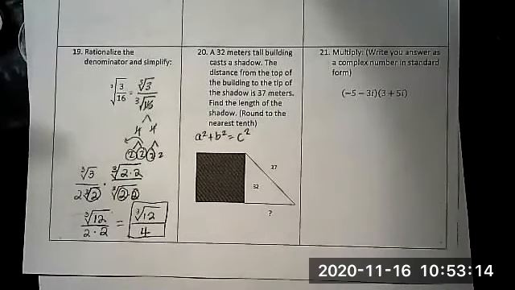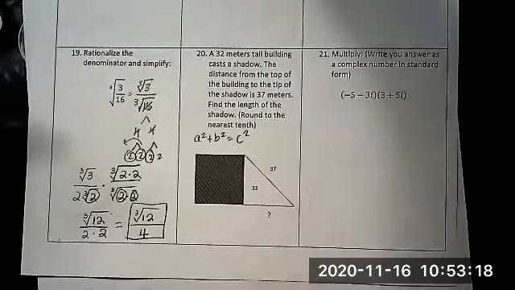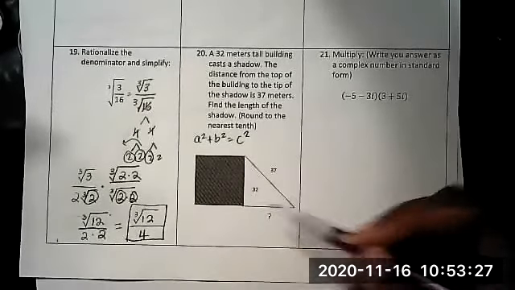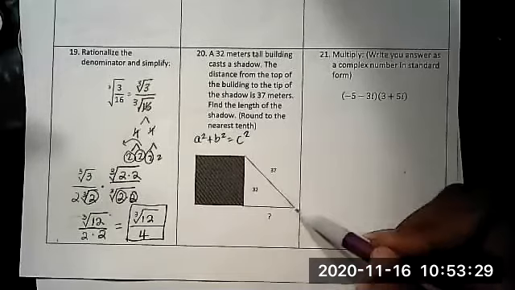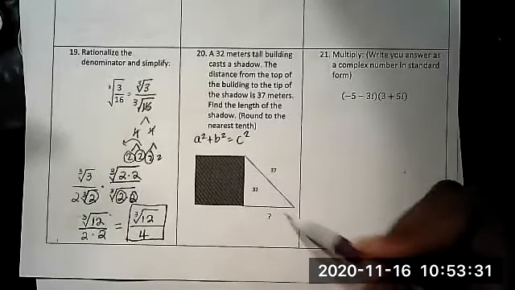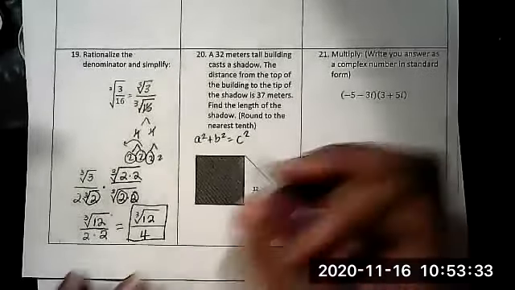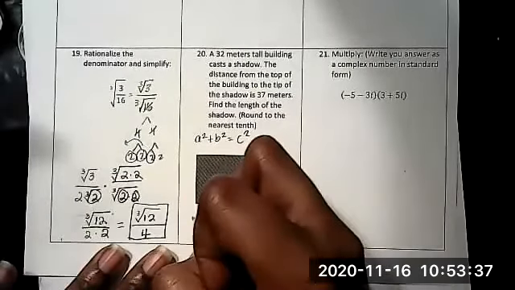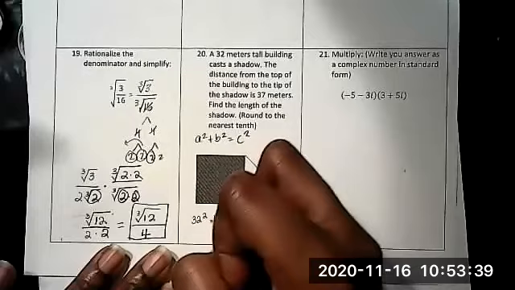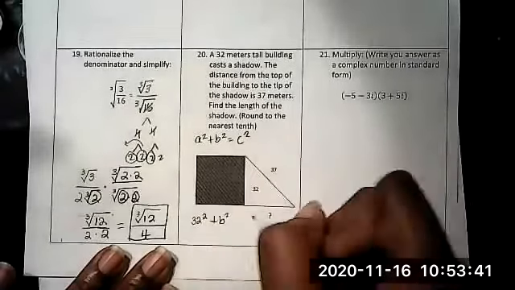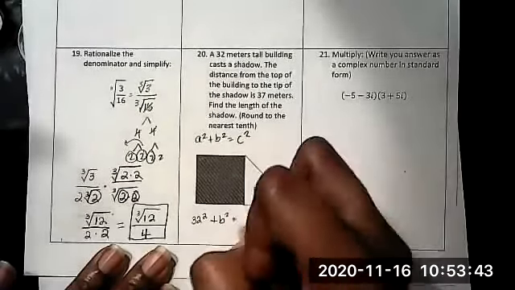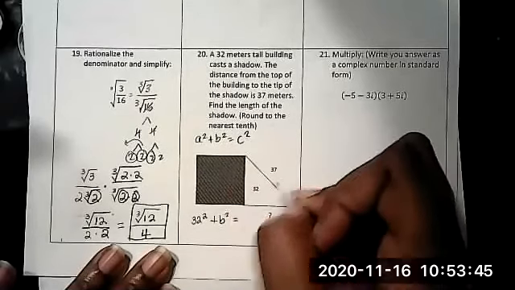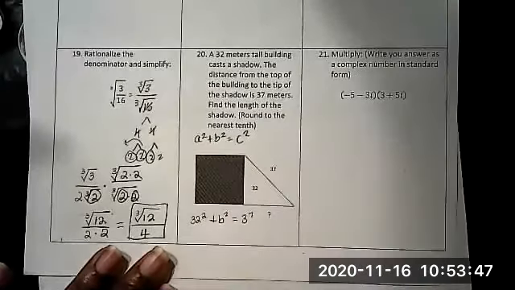Okay, it doesn't really matter with the A and B part. Those can be anything. So with the 32, it could be either A or B, it doesn't matter, but C has to be this line here, the diagonal line, okay? So I'm going to make 32 A squared. In place of A, I'm going to say 32 squared plus B squared. I don't know what this value is, and that's what I'm looking for, equals, in place of C, I'm putting 37, 37 squared.